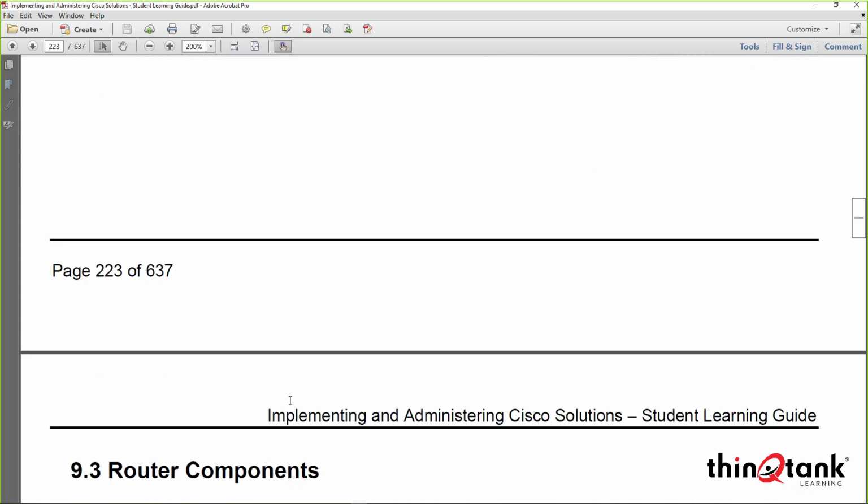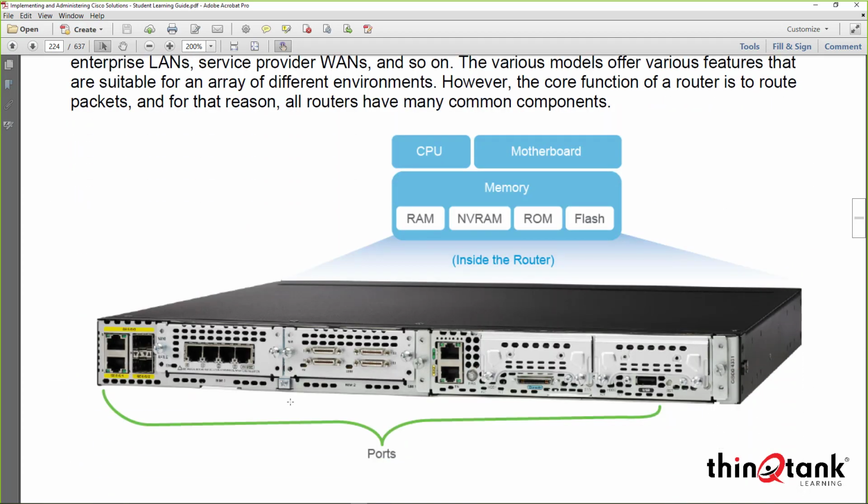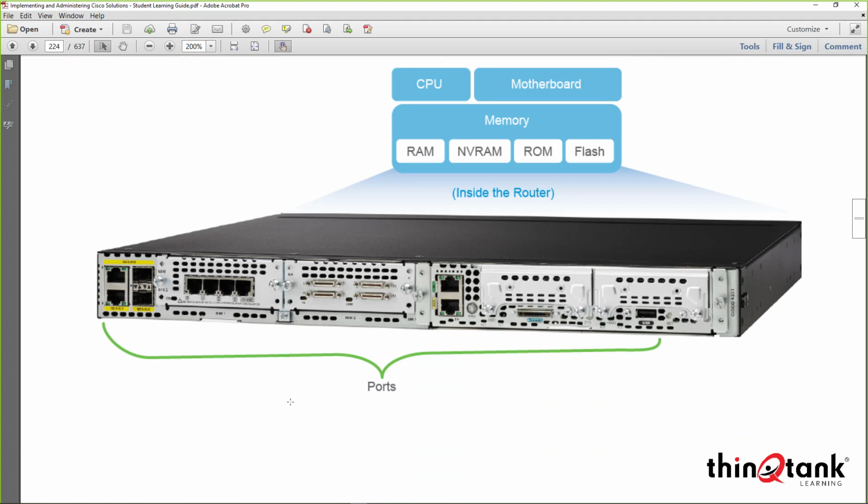All right. What are some of the router components? Obviously, Cisco has lots and lots of different router platforms. They have small routers, and they have big routers, and they have routers with fixed configurations, and they have routers with modular configurations where you have these interchangeable slots. This is an example of one of those routers. This happens to be a 4000 series router.